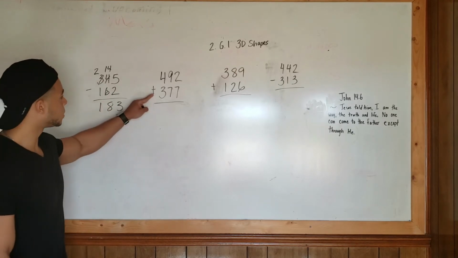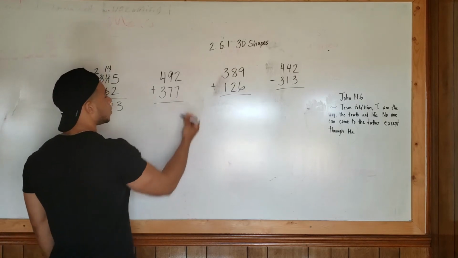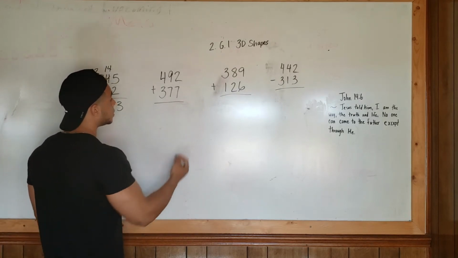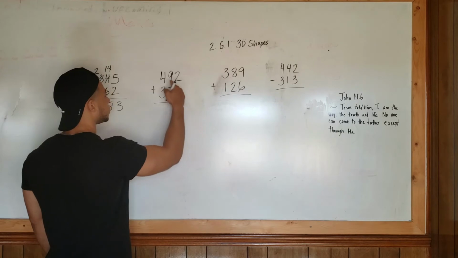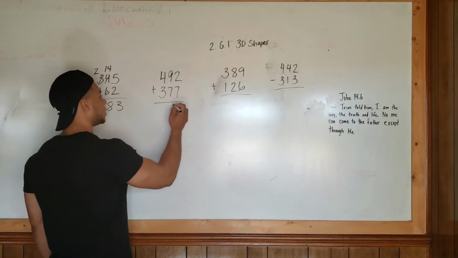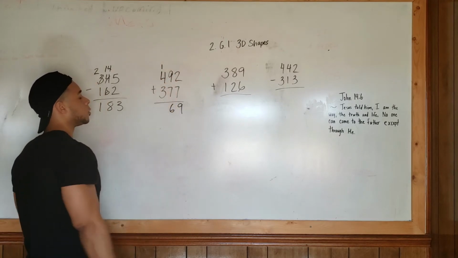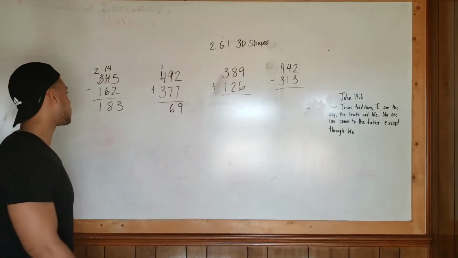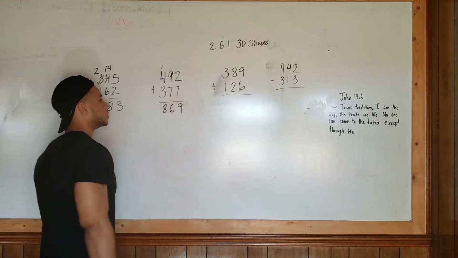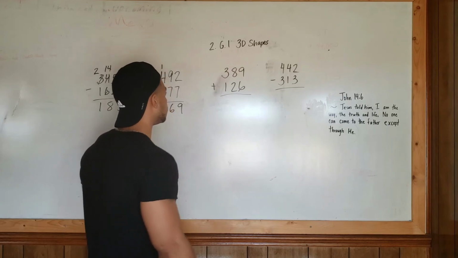Then let's go on. Pay attention to that sign. We're moving on to addition. Starting your ones place, 2 plus 7 equals 9. Move over to your tens place, 9 plus 7. You're going to have to regroup. 9 plus 7 equals 16. Put down your 6. Carry your 1. 1 plus 4 equals 5. 5 plus 3 in your hundreds place equals 8. 869.